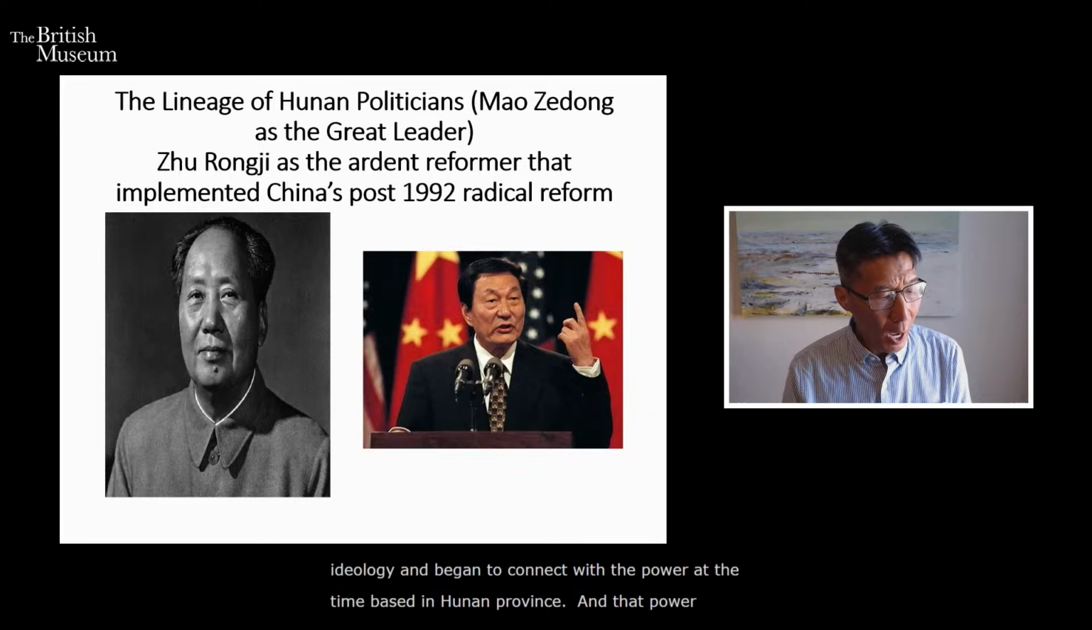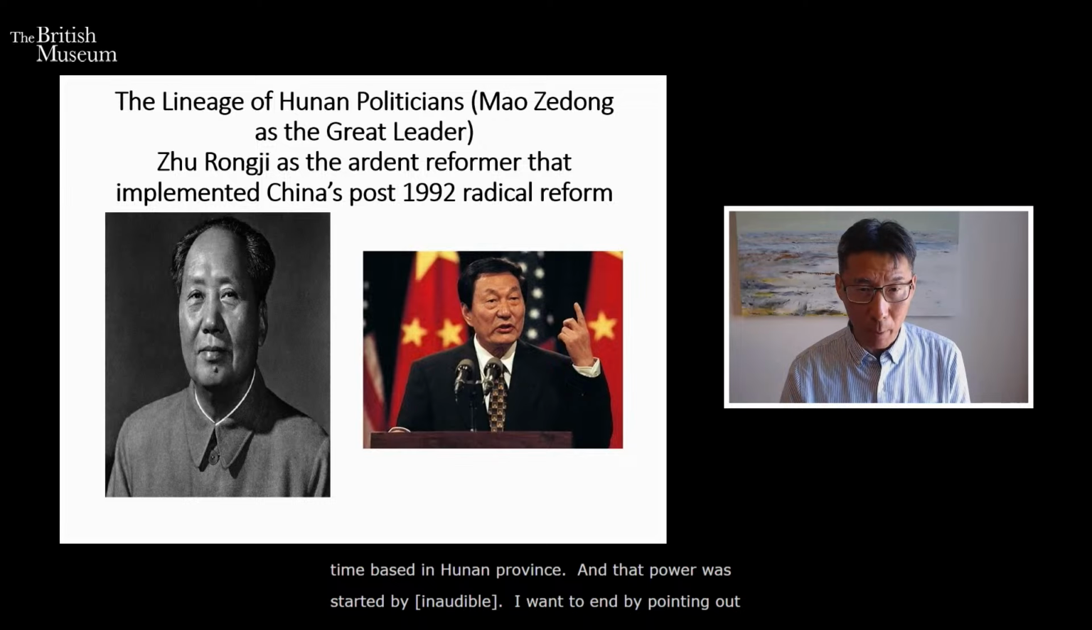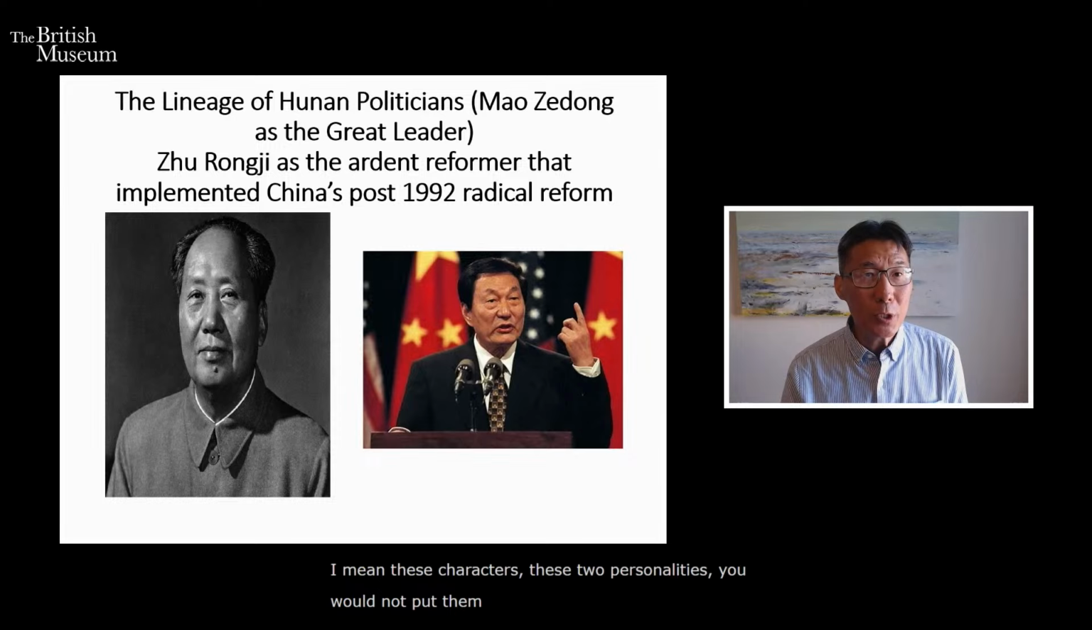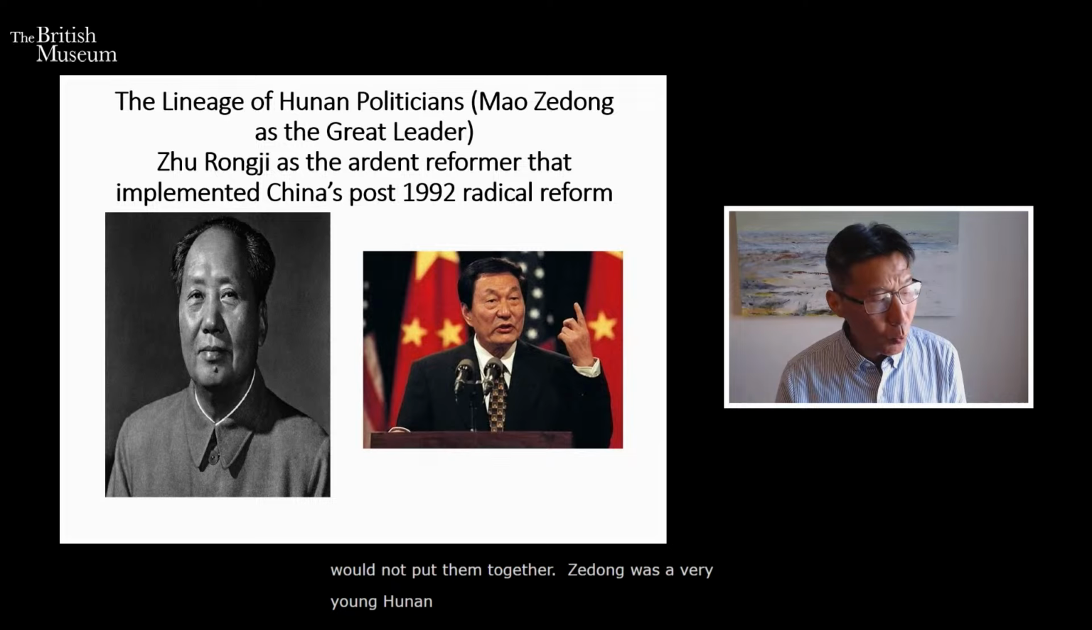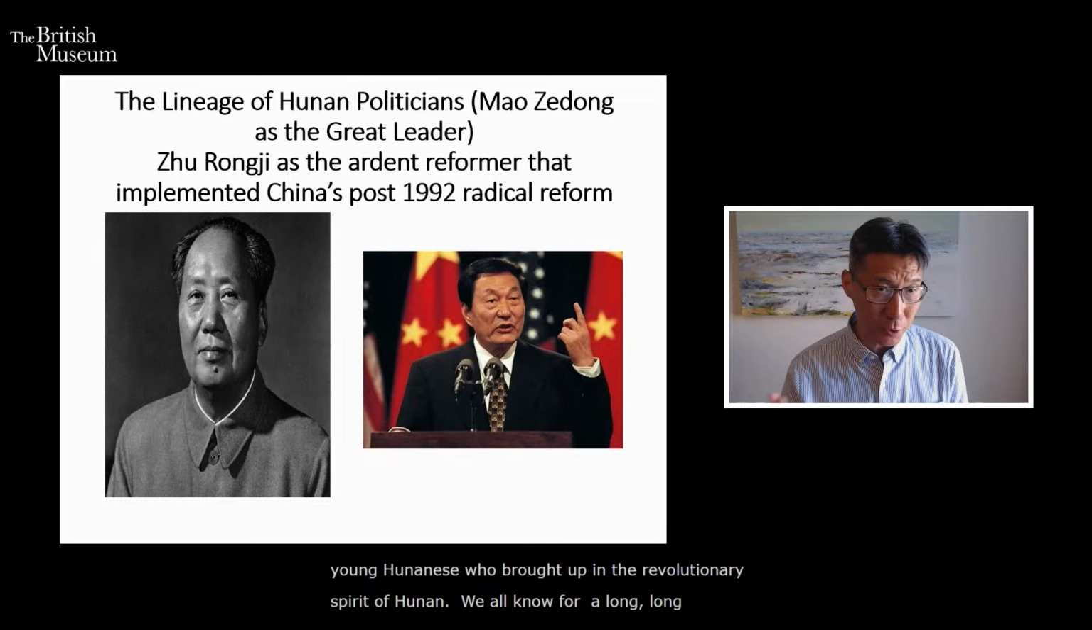I want to end by pointing out that these two personalities, you will not put them together. Mao Zedong was a very young Hunanese, born and grown up in the very revolutionary spirit of Hunan, okay? And we all know that for a long, long time, the Hunan elites played a very important role, and Mao Zedong was one of those personalities.